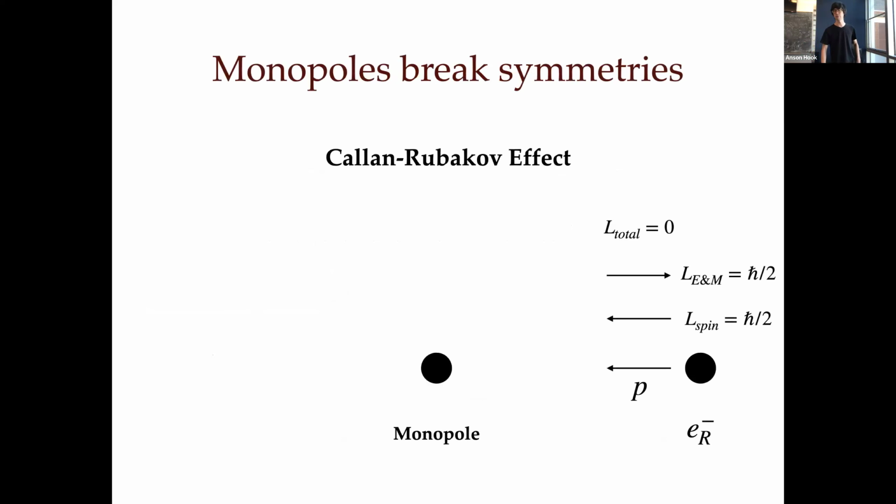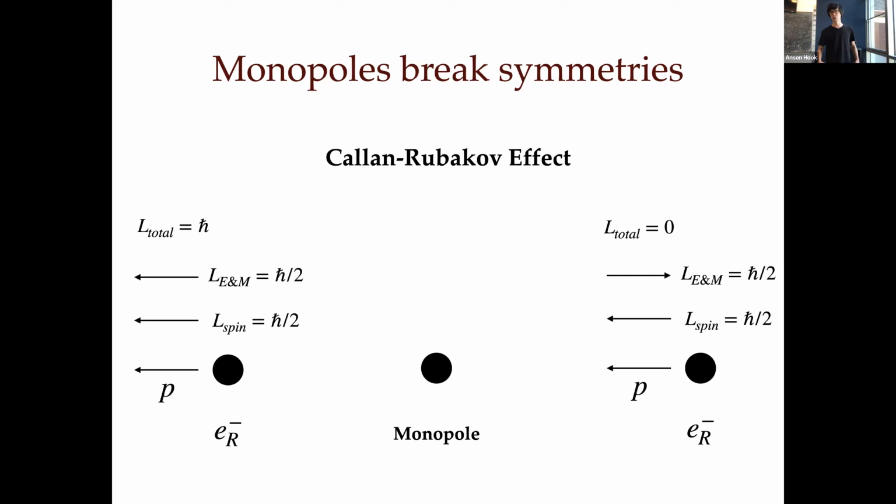The first is the Callan-Rubakov effect. To see this, you can take an electron, let's say a right-handed electron, and throw it at a monopole, aiming very carefully. It's right-handed, so it has spin 1/2 to the left. The electromagnetic field has spin 1/2 to the right. Add them together, and you see your total angular momentum is 0. So you're throwing in your electron in an S wave state.